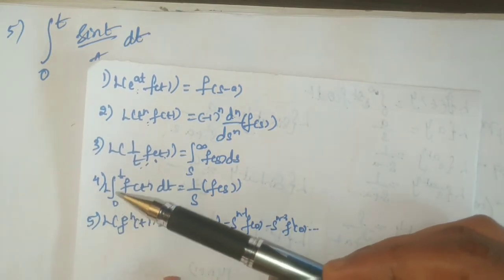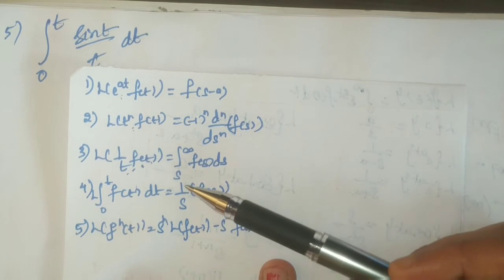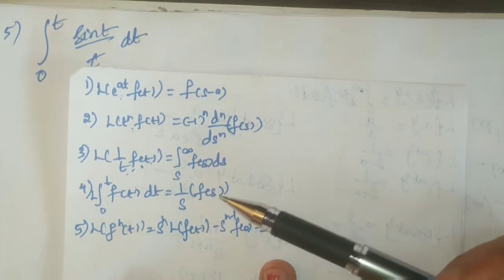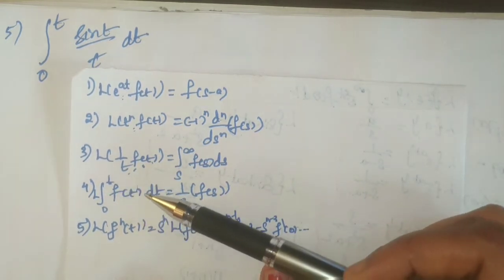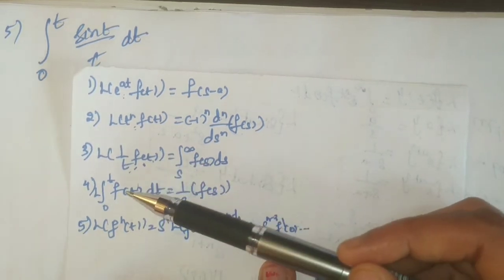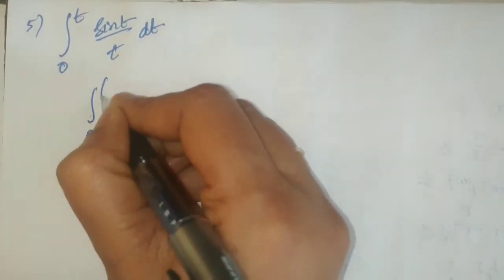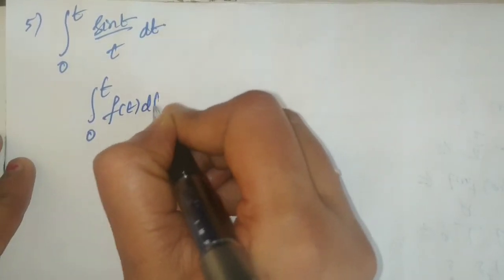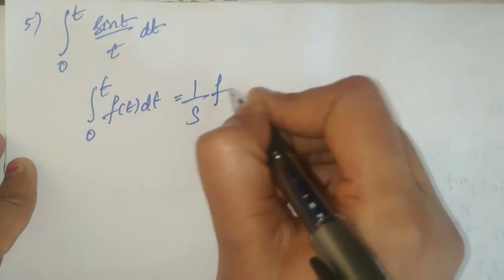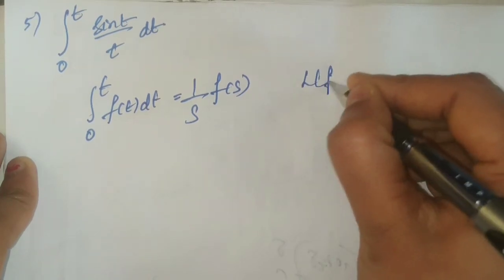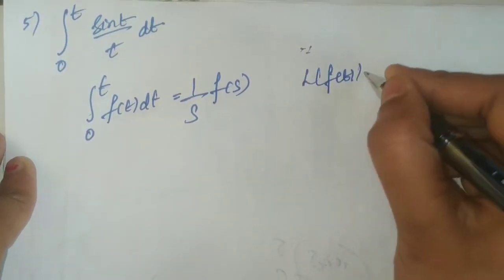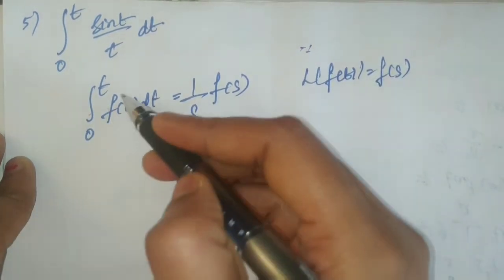Fourth result: Laplace transform of integral 0 to t f of t dt is nothing but 1 by s into f of s. How to find f of s? Inside this integral, whatever it is, that is our f of t. Take Laplace transform of f of t, you get f of s. So we'll continue with this problem by using the formula 1 by s into f of s. First, to find f of s, you should find Laplace transform of f of t.